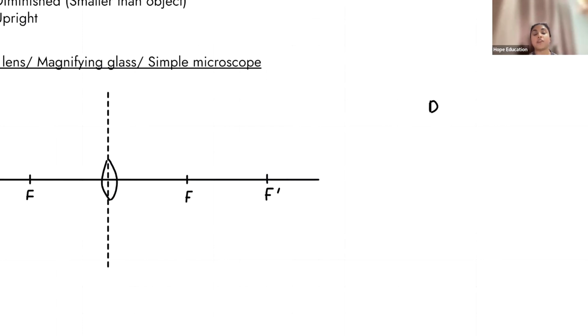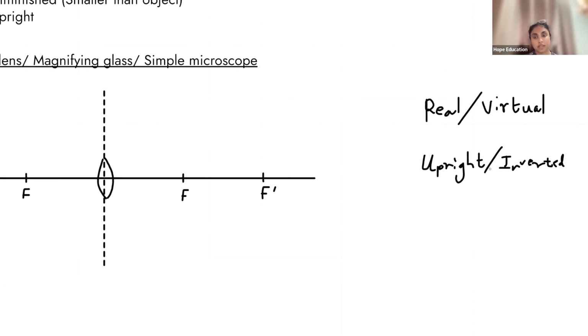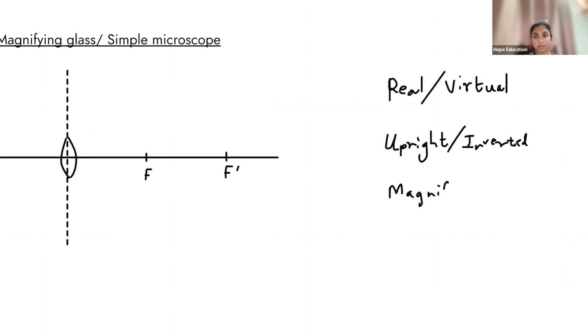Since you have the experience of either using a magnifying glass or seeing somebody else use it, what do you think? Real or virtual image? Okay, virtual.